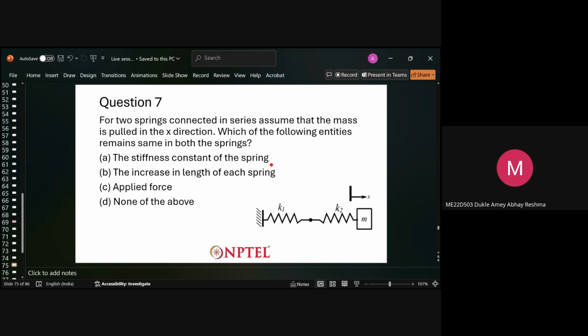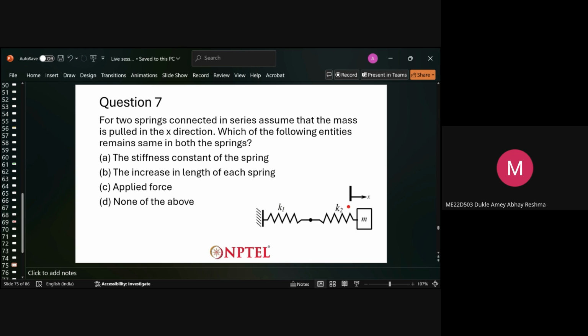So basically, we have two springs in series and the mass is moving. What it is asking is whether the stiffness constant of the spring will remain the same. No, basically the stiffness constant, as you saw, is a material property and a dimensional property. It is not necessarily that if it is in series or in parallel, you will get the same stiffness constant. The stiffness constant is a material property and a geometrical property. It is not a configurational property.